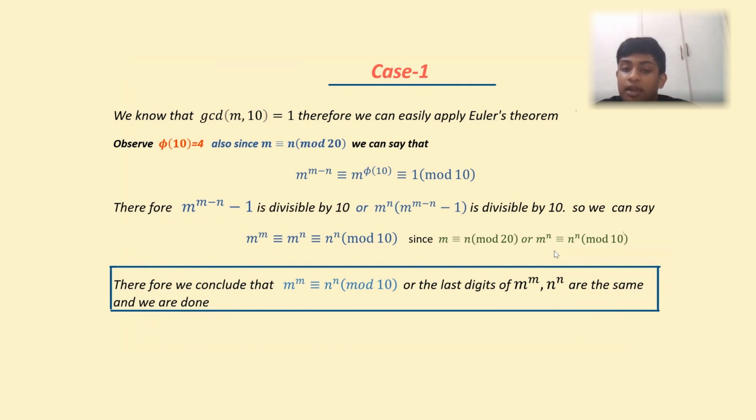So m to the power n times m to the power m minus n minus 1 is divisible by 10. So we can say that m to the power m is congruent to m to the power n. Now m to the power n is also congruent to n to the power n mod 10. So m to the power m is congruent to n to the power n mod 10. And we are done. So we've proved the statement for case 1.